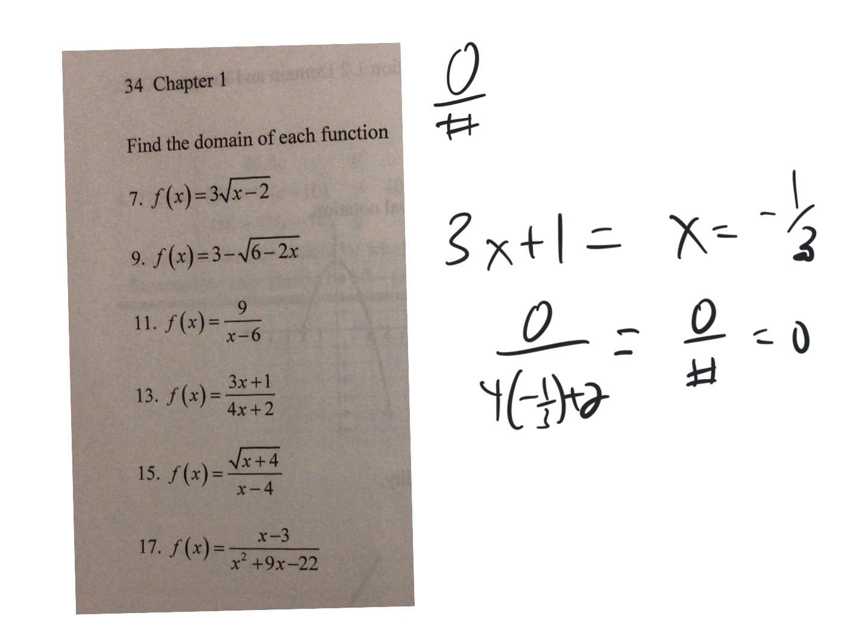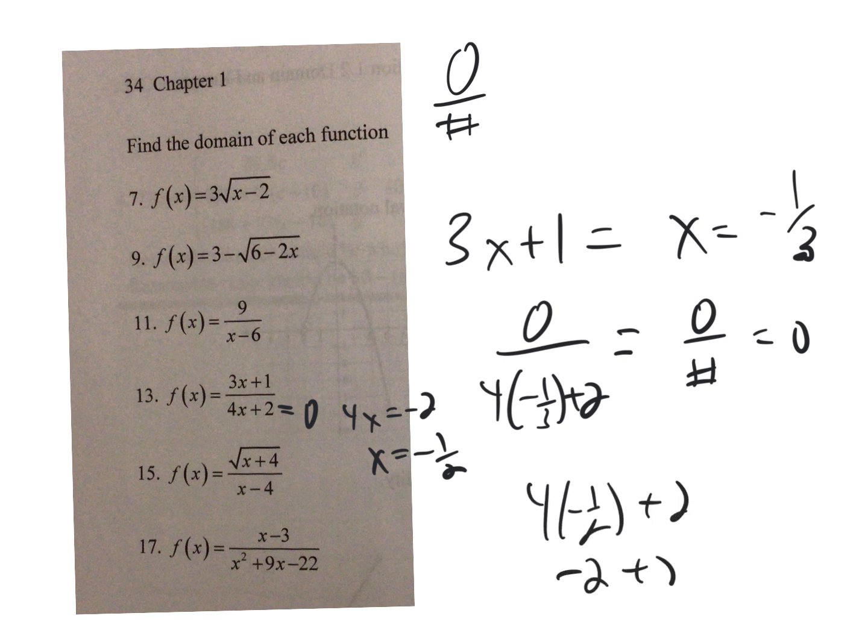But the domain issue here is we have to know when that denominator equals 0. So that would be when 4x plus 2 equals 0. So I'm going to subtract 2 and then divide by 4. So when x equals negative 1/2, that's not in the domain. That's what would give me 0, right? 4 times negative 1/2 plus 2 would be negative 2 plus 2, which is 0. Can't have that. So the domain would not include negative 1/2. Everything else, but not negative 1/2.